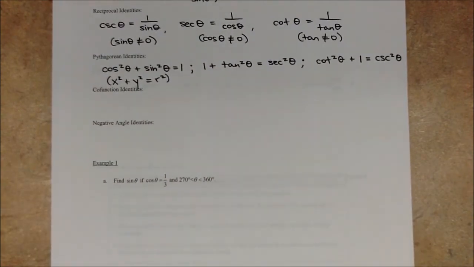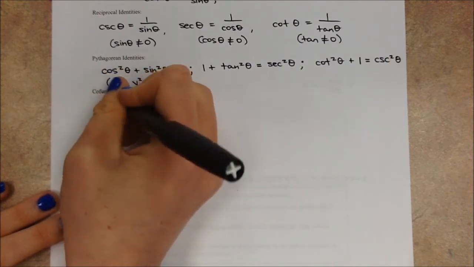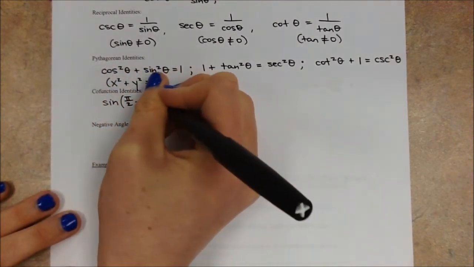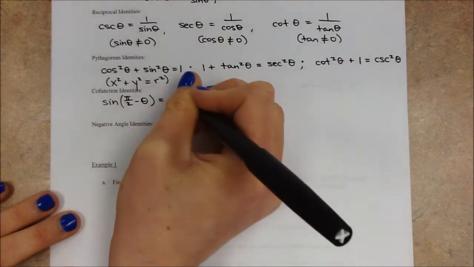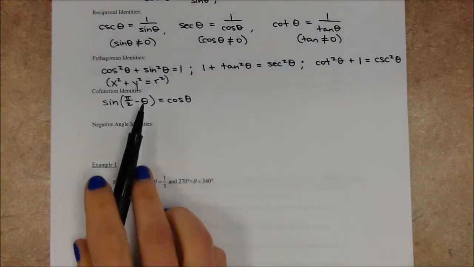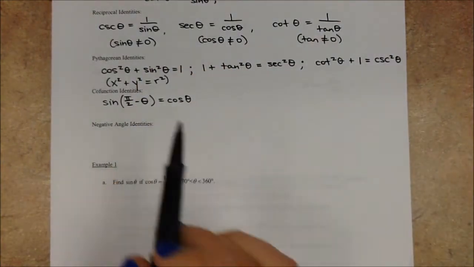Second to last are our co-function identities. So our co-function identities, we have 3 of them. First one is this. Okay, so let's explain exactly what this means. We'll pick a random angle. So let's pick 30, or I guess pi over 6.